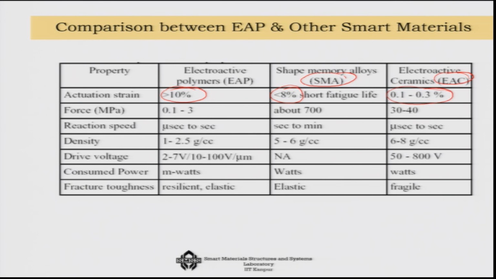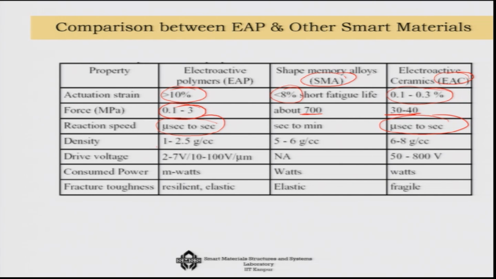But what is the flip side of it? Deformation is very large, but the force is actually quite less. It is about 0.1 to 0.3 megapascal, whereas SMA you get a much higher force and considerably high force in electroactive ceramics. The reaction speed is also moderate or at least comparable to the electroactive ceramics.